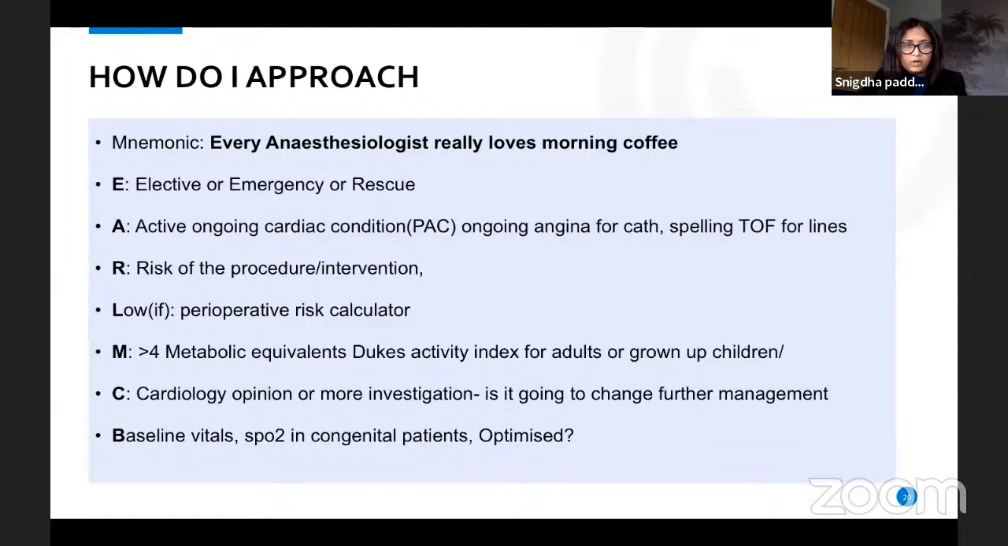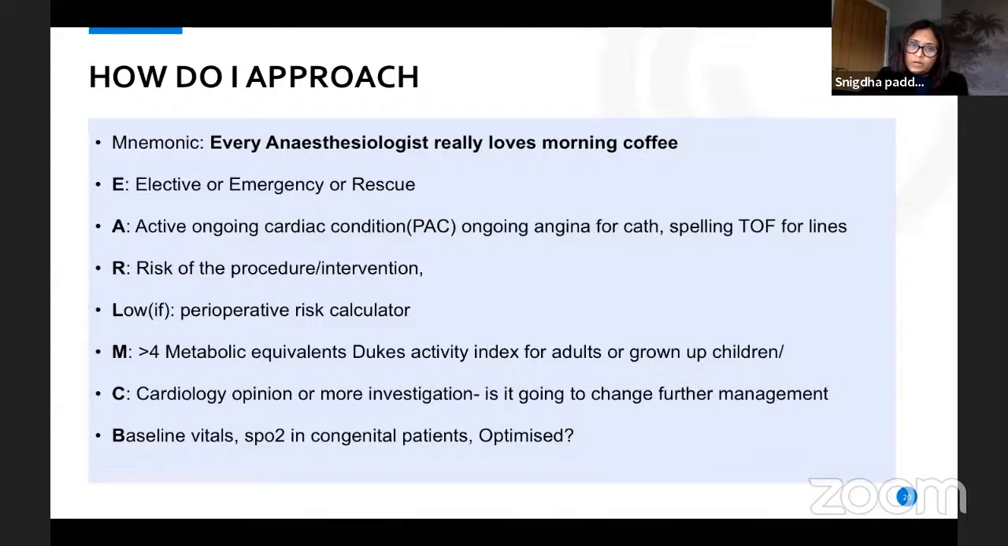So I try to categorize whether it's elective, emergency, or rescue. And then the next thing I see is if there is any active ongoing cardiac condition, for example, a patient with myocardial angina coming for primary angioplasty, or if there is a swelling top in the ICU and I've been called to intubate and place the invasive monitoring lines for that patient. Then the other thing I look at is the risk of the procedure and intervention. If it is a low risk procedure, there is no active ongoing cardiac condition, and it is an elective case, then I usually tend to go ahead with the case.